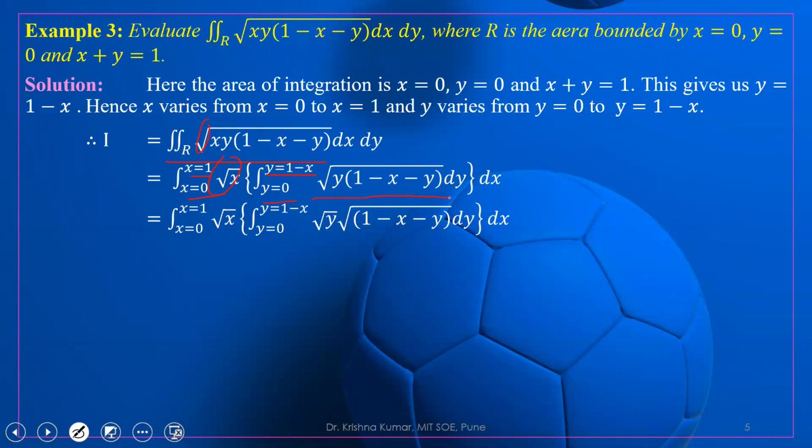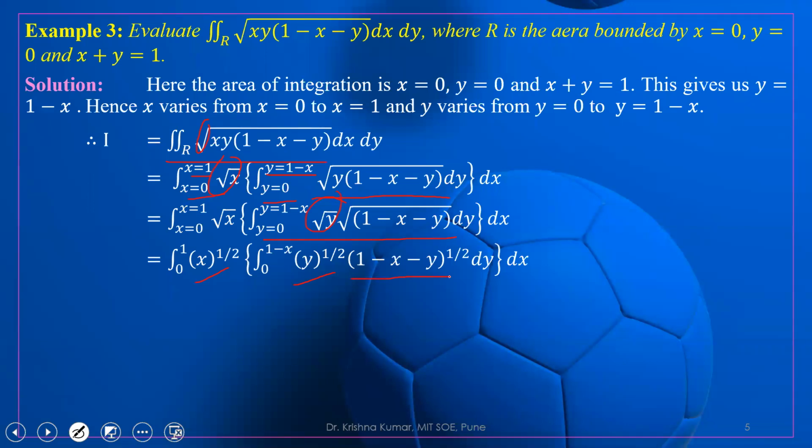Okay. So again, what we have to do over here? Root of x means x to the power 1 by 2, root of y means y to the power 1 by 2, and 1 minus x minus y whole to the power 1 by 2. Now let us put y equal to (1 minus x) into t, because here we have to integrate with respect to y, so we consider x as constant. So what is dy? dy is equal to (1 minus x) dt.